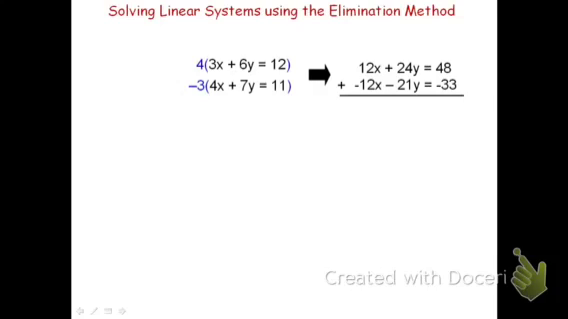Adding the equations together will eliminate the x's. And we're left with 3y equals 15. Dividing by 3, we get y equals 5.